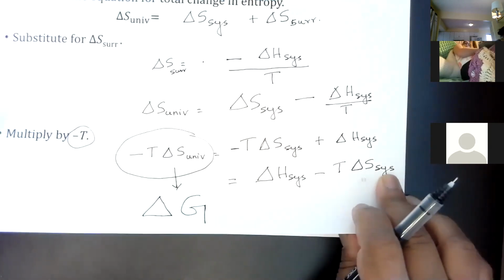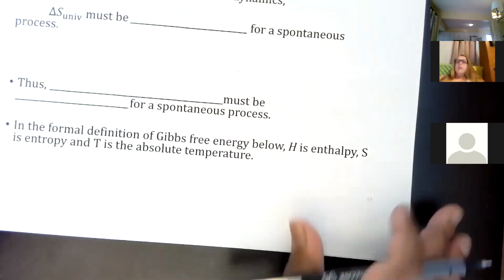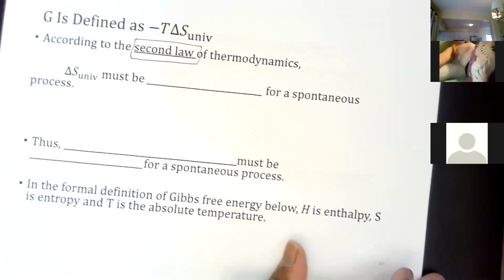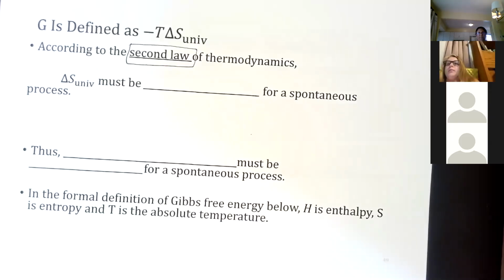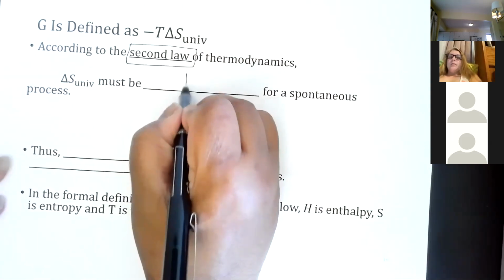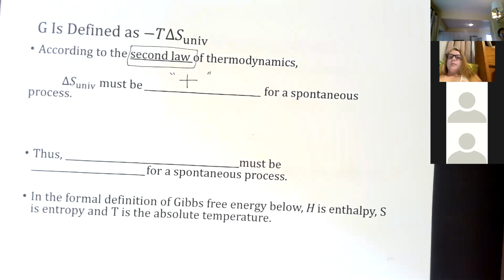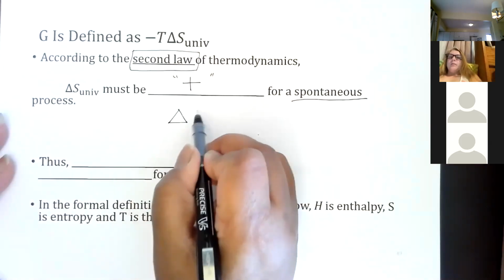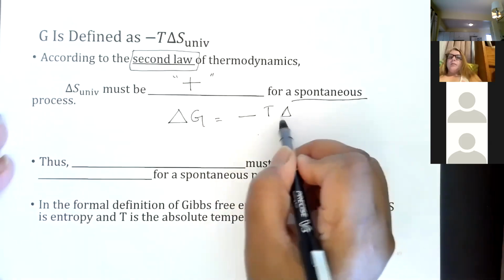So the next page. According to the second law, delta S universe, what did we say about delta S? Positive, right. I'm just going to put a big plus sign for a spontaneous process. So if a reaction should go, then delta S universe must be positive. But now what are we saying? Delta G is minus T delta S universe.